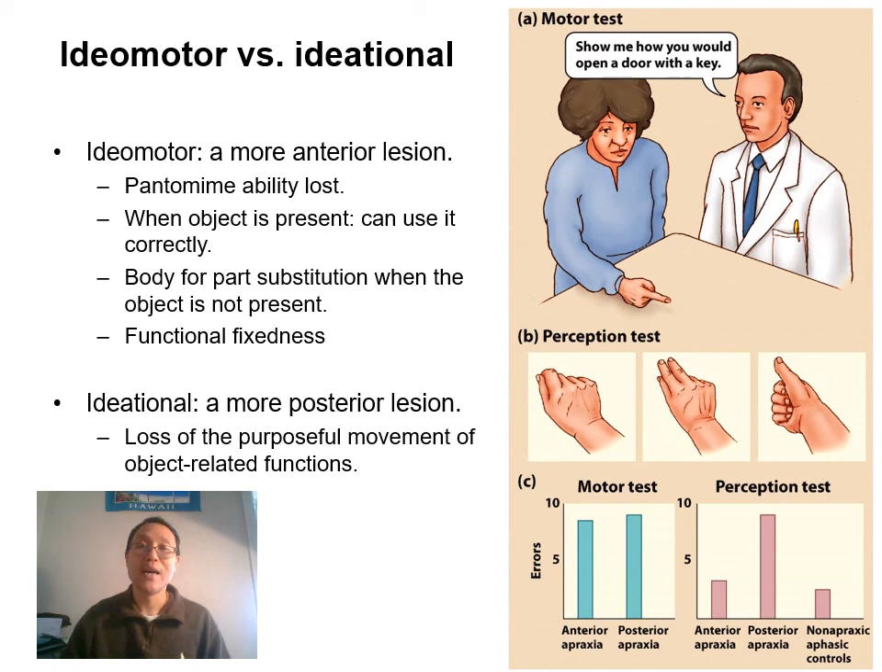Pantomime is when you say something like, "Show me how you open a door with a key," and you can imagine that without having a key, you say, I'm going to grab the key here, insert the key, turn it, and then turn the doorknob. This kind of action is really lost in ideomotor patients. But when the object is there, they can do this correctly.